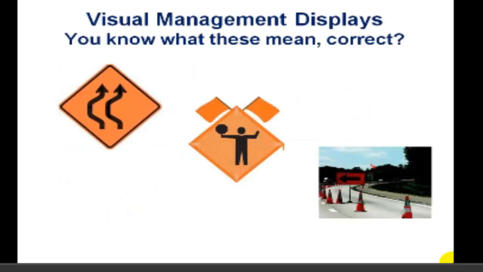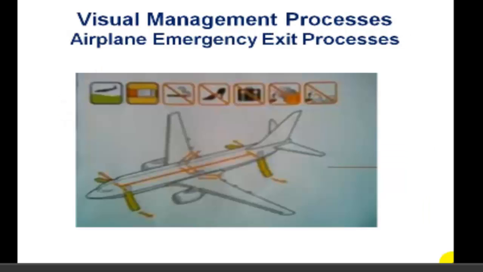You've seen these displays before. You know what they mean, right? Yeah. Flag man, stay to the left. And if you've ever been on an airplane, you know what this is. It's a picture, but it's the airplane emergency exit processes. If for some reason you got to get off that thing, here's how and where.